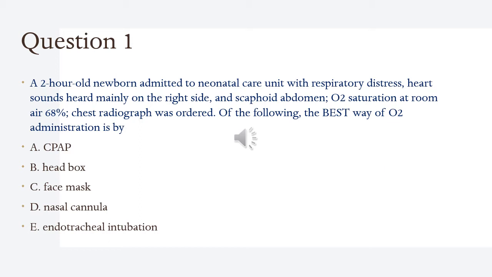As we can see here, we have a positive finding, which is respiratory distress. Heart sounds are also heard on the right side, so something is pushing the heart, and there is a scaphoid abdomen, which is the pseudopneumotic sign of congenital diaphragmatic hernia. So the diagnosis here is congenital diaphragmatic hernia. To manage it, the first step is to intubate, so endotracheal intubation and insert an NGT. So the correct answer here is endotracheal intubation.